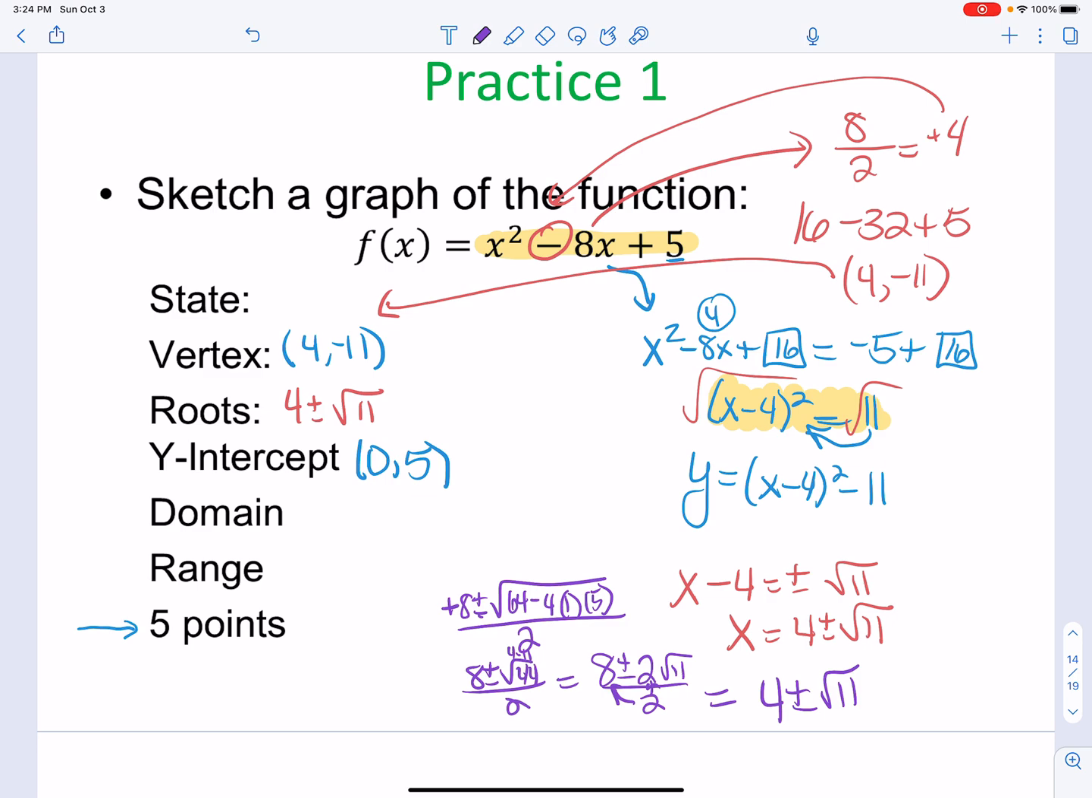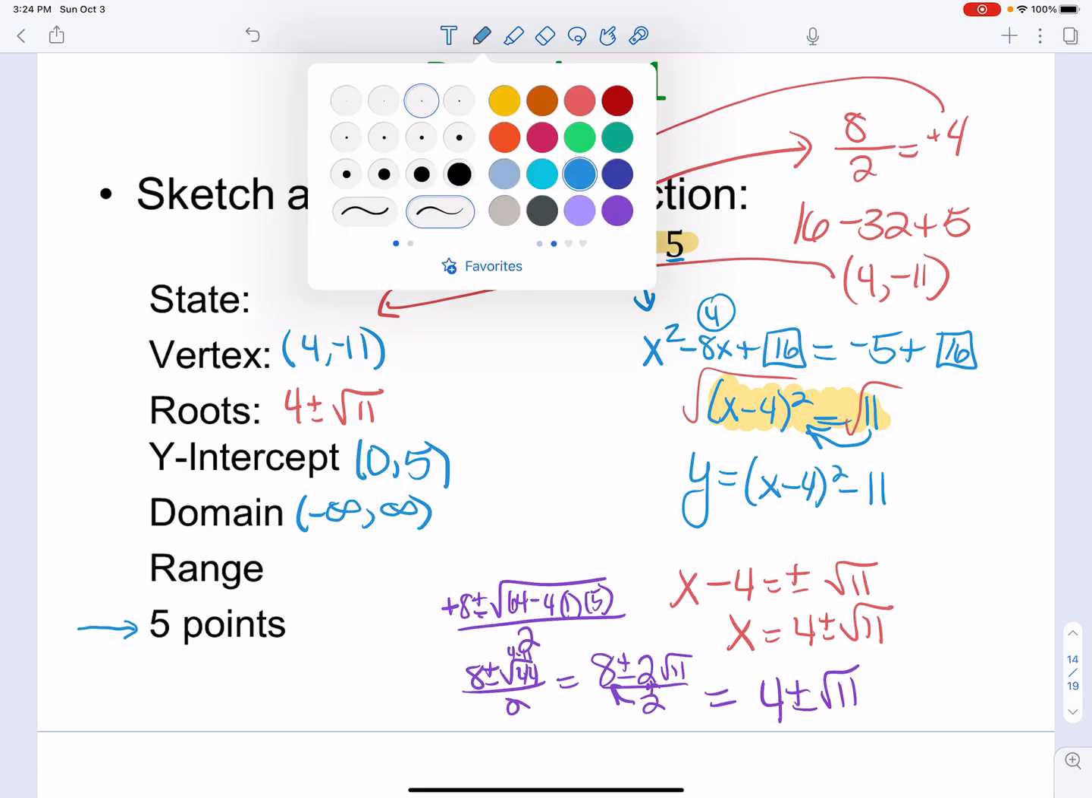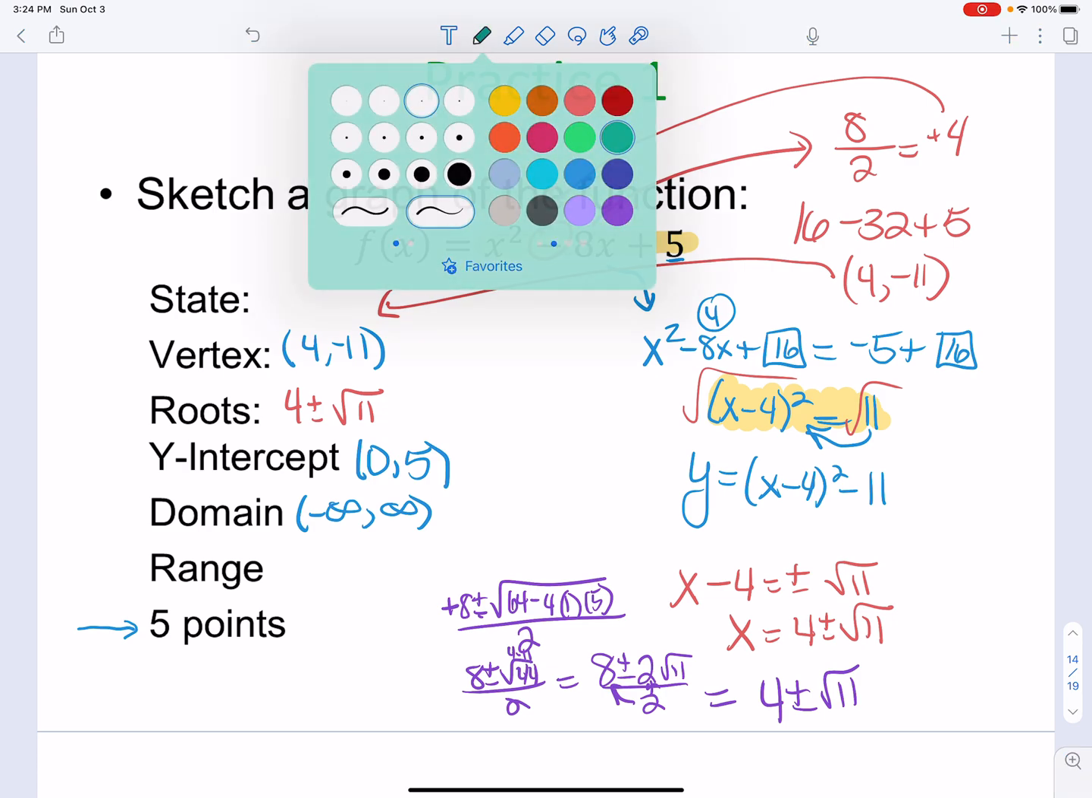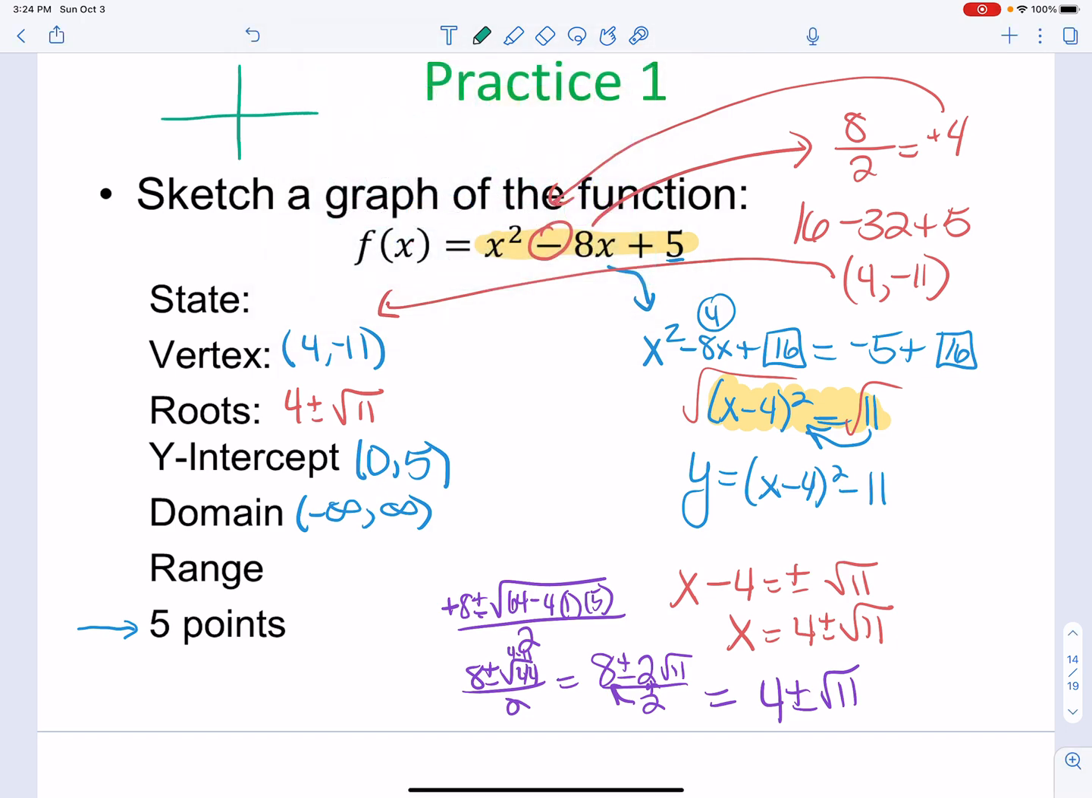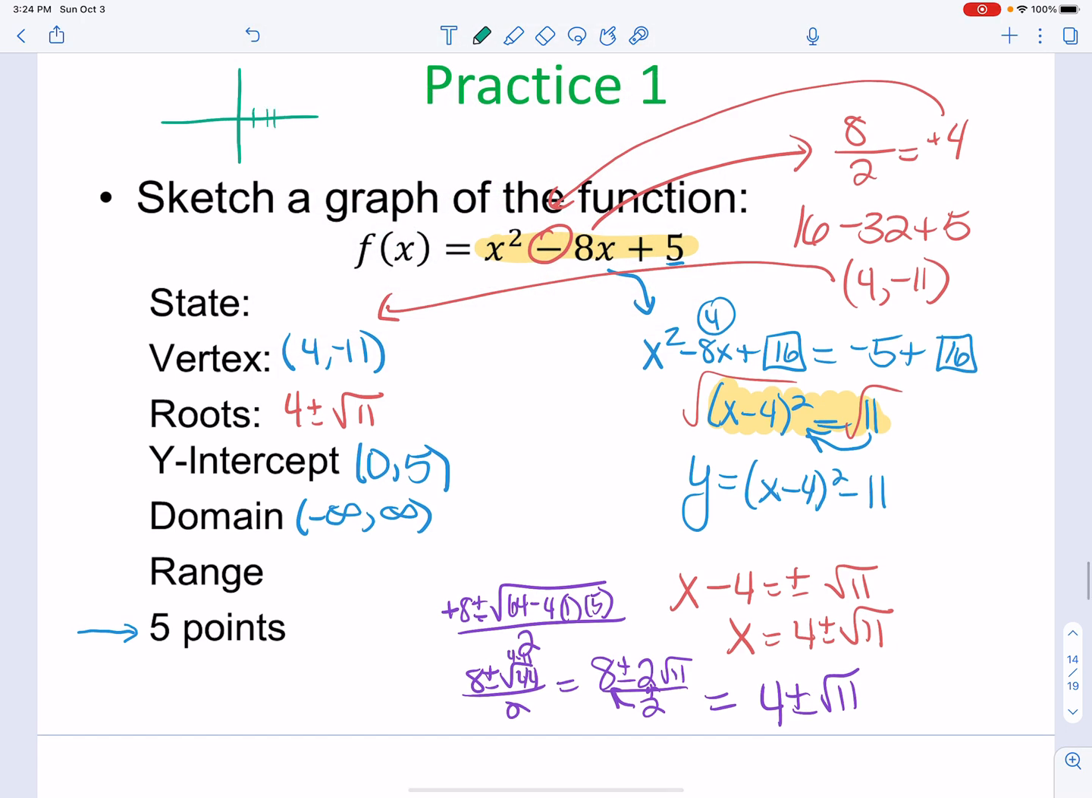Okay, you have a domain. It is a parabola, so you know it's negative infinity to infinity. You have a range. If I were to sketch a graph of this, it is a mess, so I'm going to come up here to the top and sketch a graph. I have a vertex at over 4, down 11, and then I know it goes up because it's a positive a value. So wouldn't my range be negative 11 to infinity?